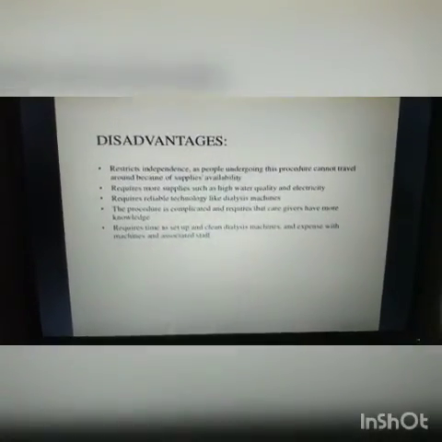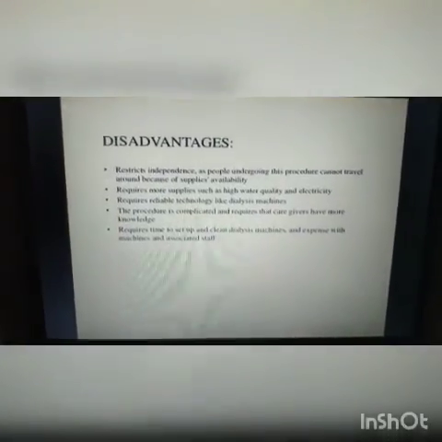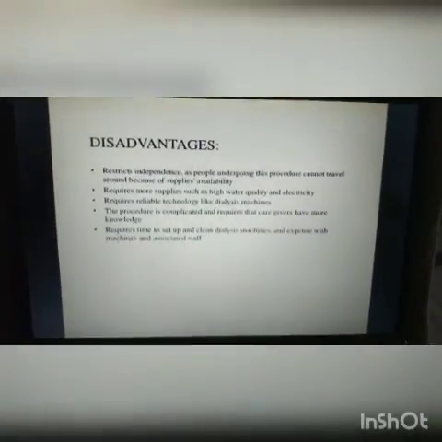Several issues can occur, etc. That's all about the dialysis machine.